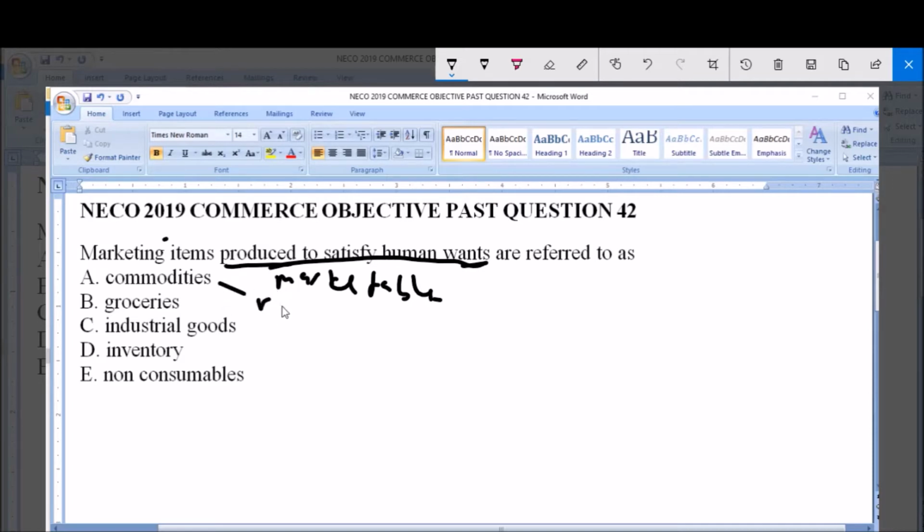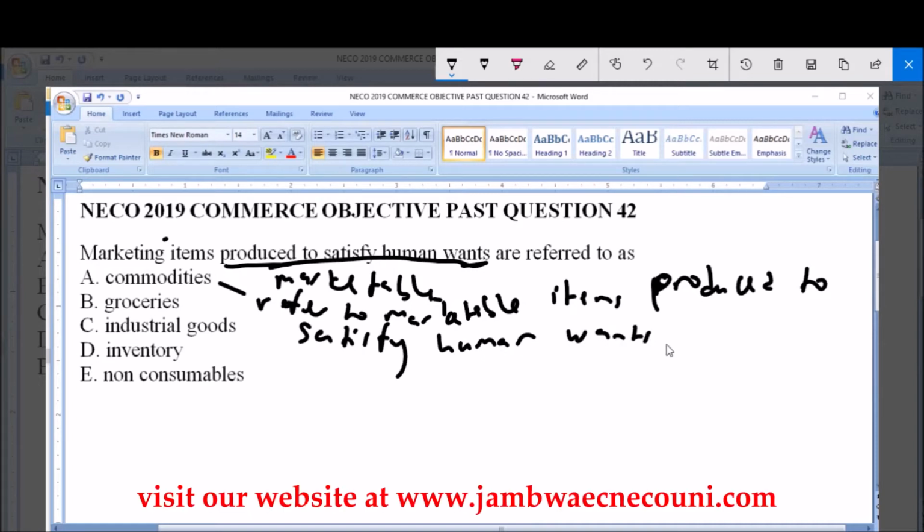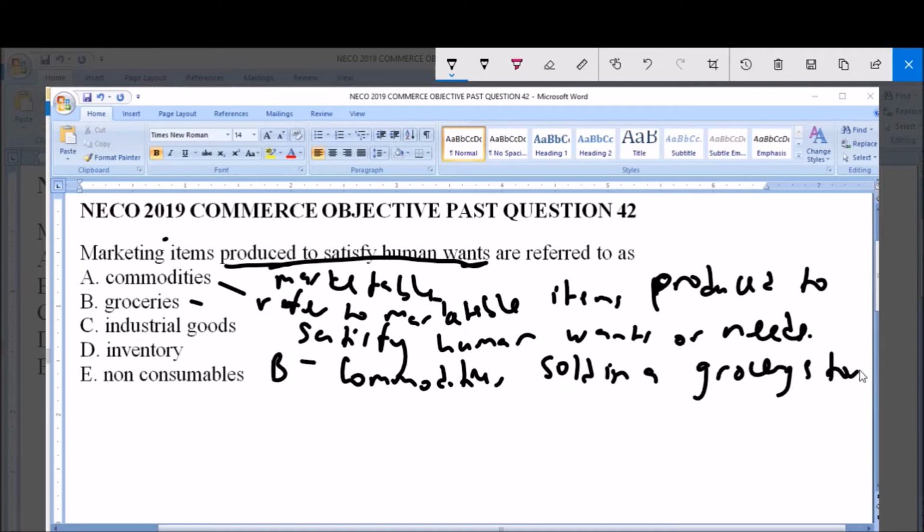Now, commodities refer to marketable items produced to satisfy human wants or needs. That is commodities. Then option B, which is groceries, refers to commodities sold in a grocery store.